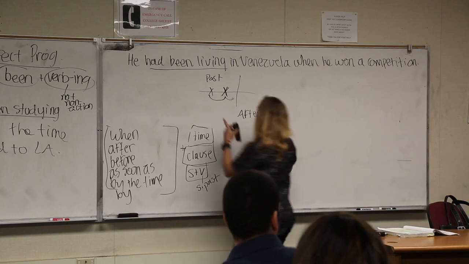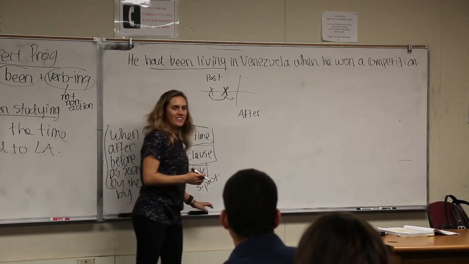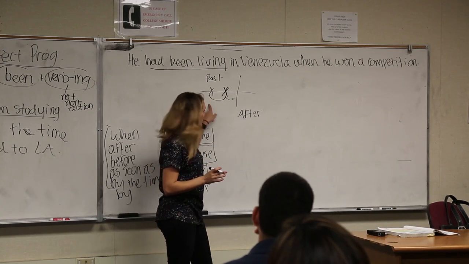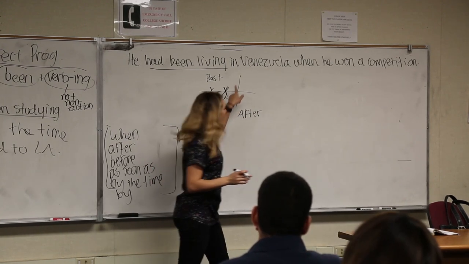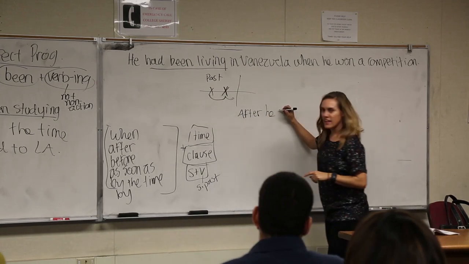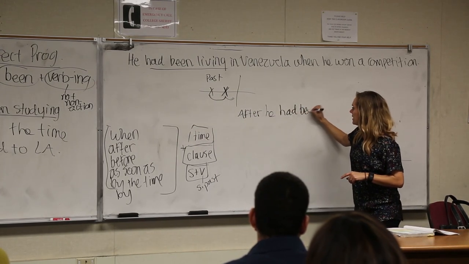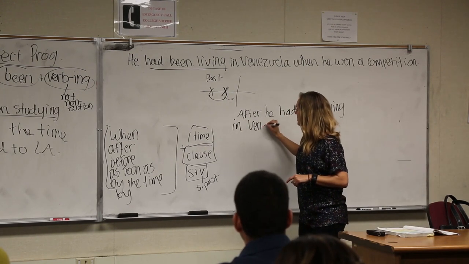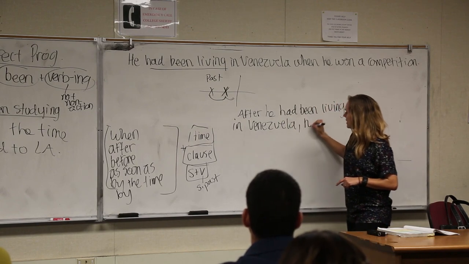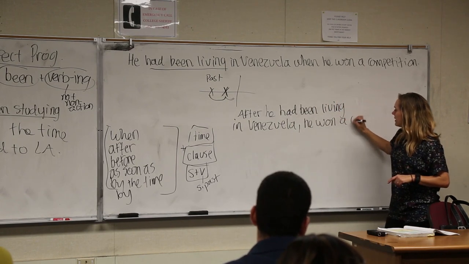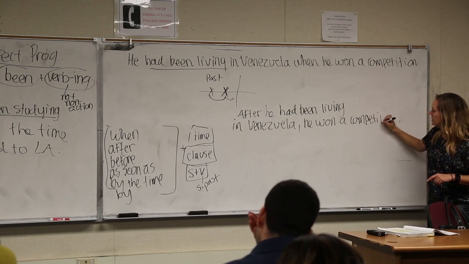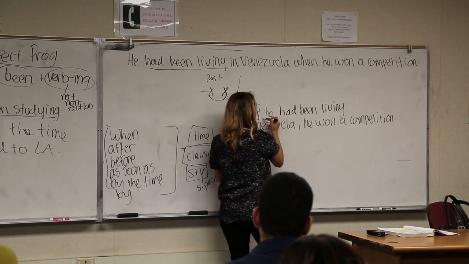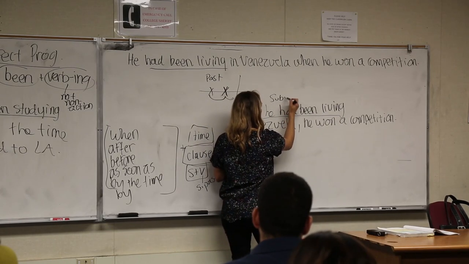After he won a competition. Wait, but what happened first? Had been living. See, this is why it's confusing. First he had been living there, and then he won, right? So after he had been living in Venezuela, he won a competition. So in this sentence, we have after, and then we have the clause, subject, right?